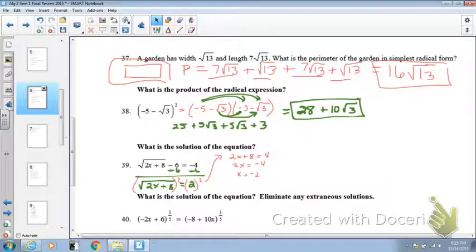So I've got 2 times negative 2 plus 8 under the radical is 4. The square root of 4 is 2, and then 2 minus 6 is negative 4. So that works just fine. So my solution is negative 2.